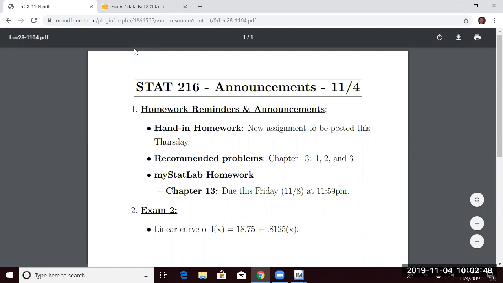Announcements. You'll have a new hand-in homework posted on Thursday. So no homework due this Thursday for the hand-in, but there'll be a new one. Stat lab homework, chapter 13, is due this Friday at 11:59 p.m.